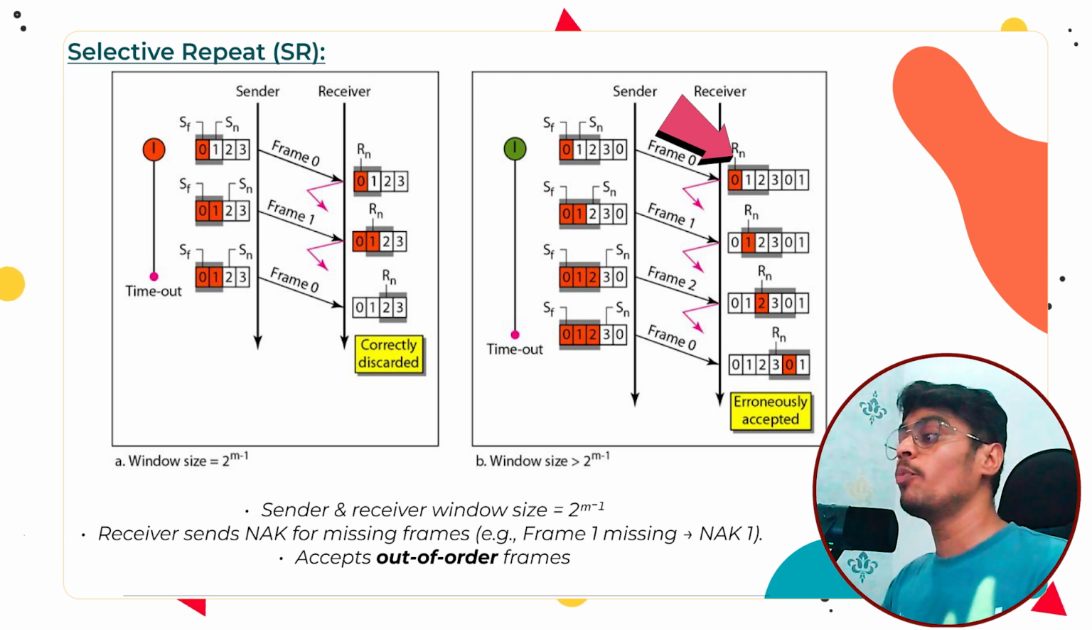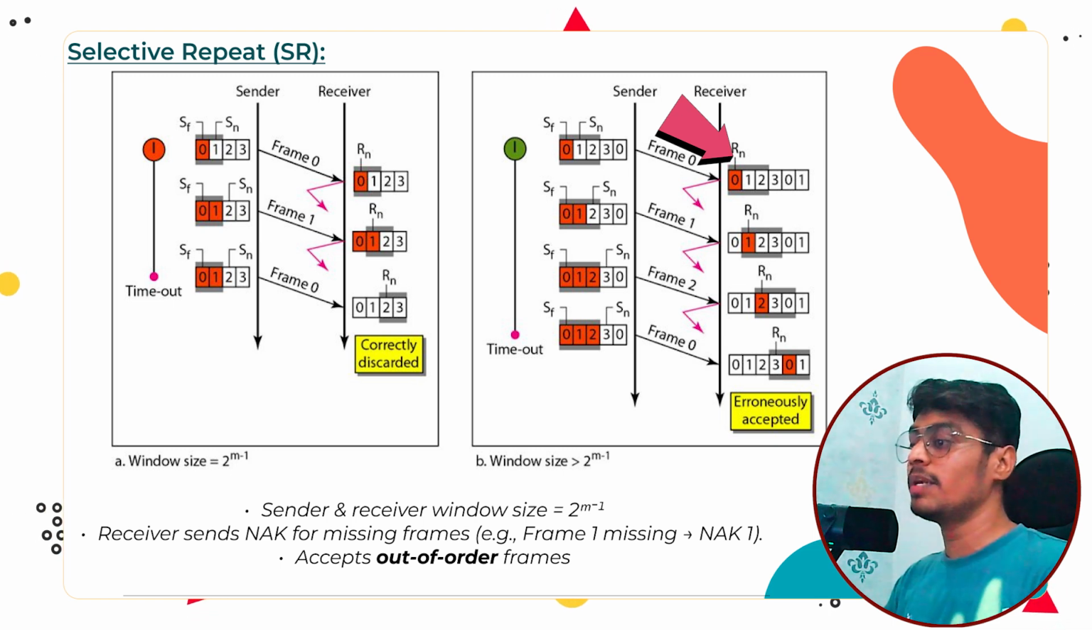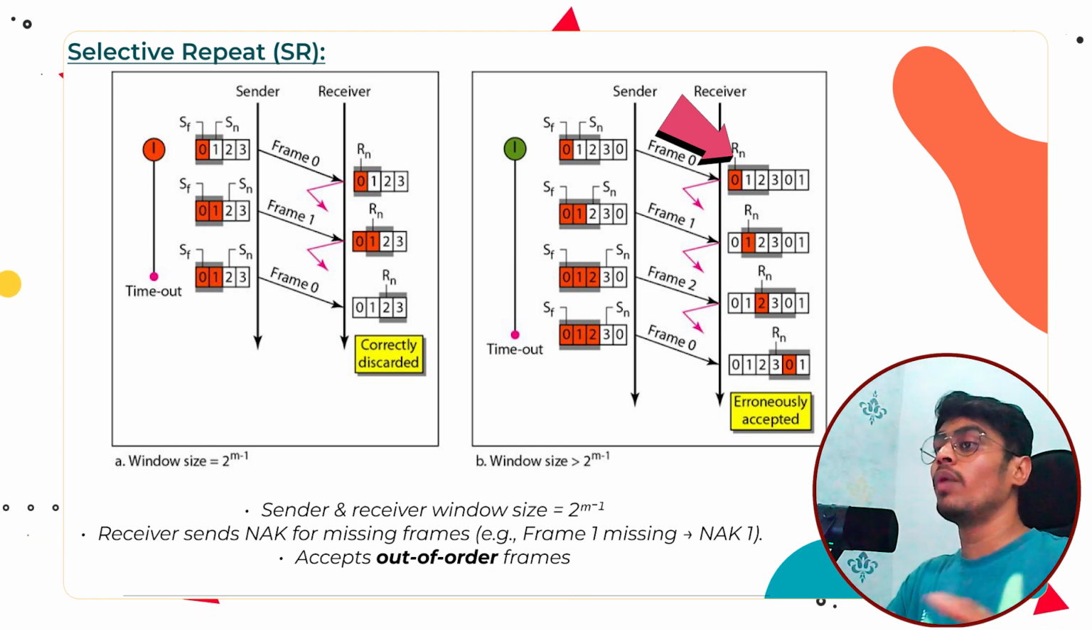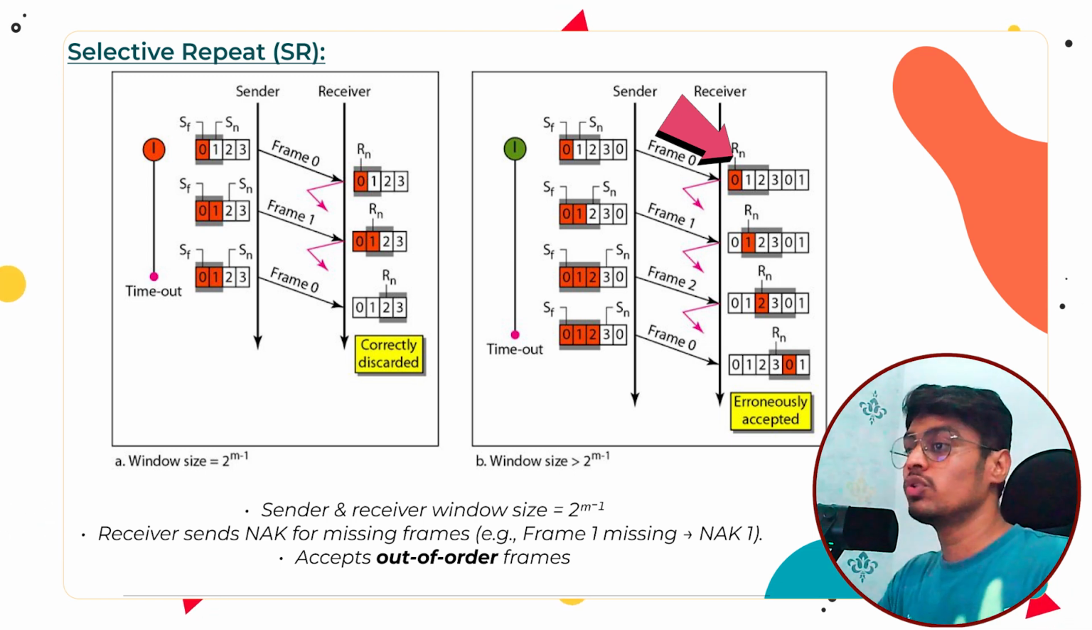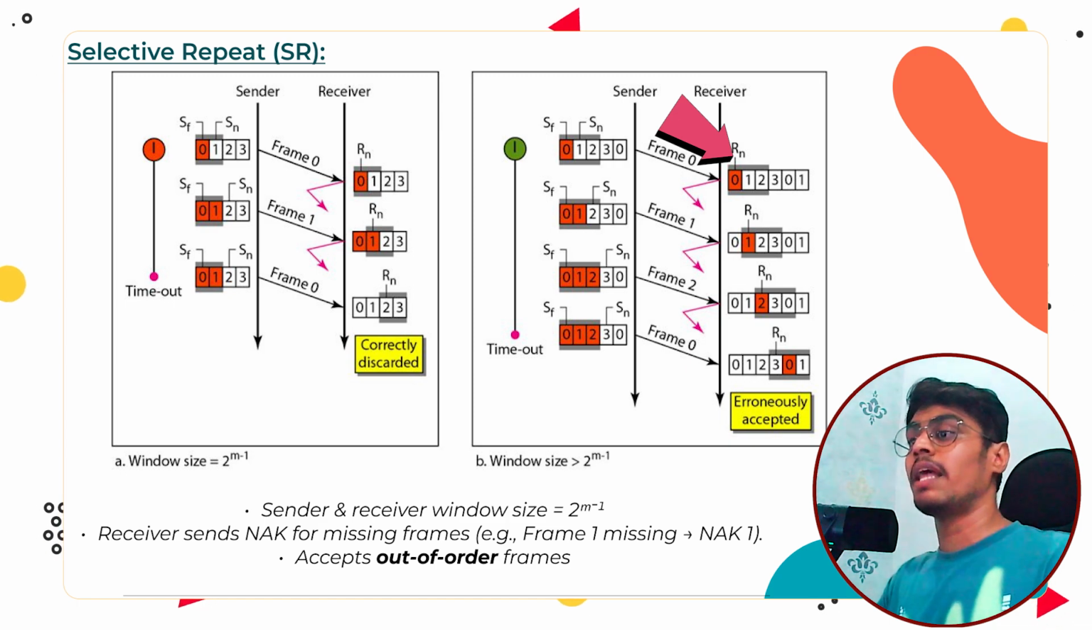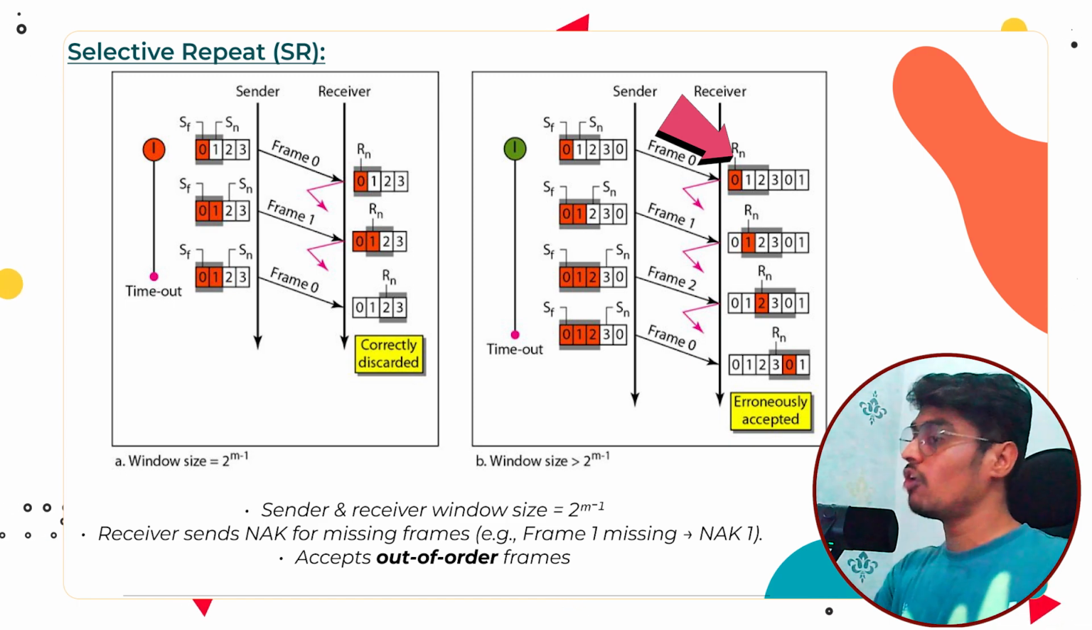But what happened in Go Back N? In Go Back N, the receiver window accepted only one frame at a time. But here the window covers 0, 1, 2. The receiver window is bigger, so it expects that any of frames 0, 1, 2 can arrive and it will accept them. So selective repeat accepts out of order packets.